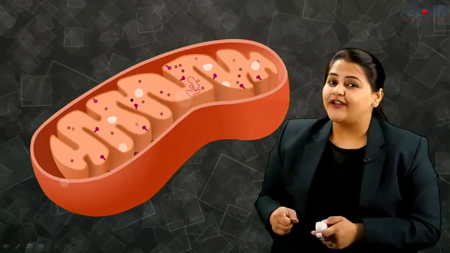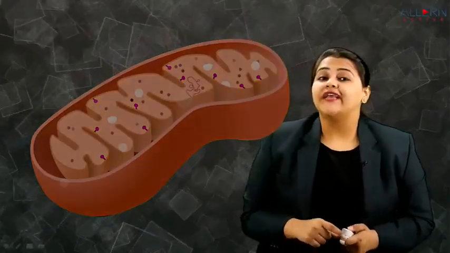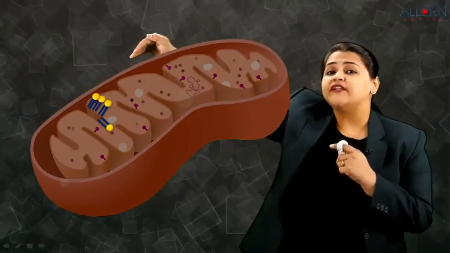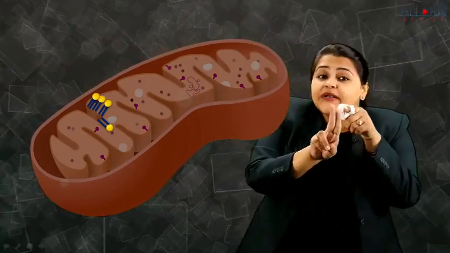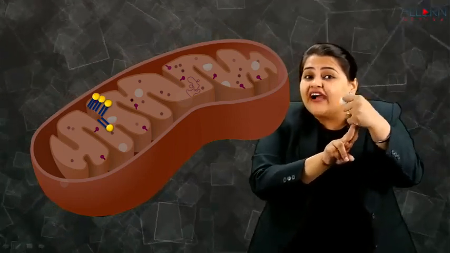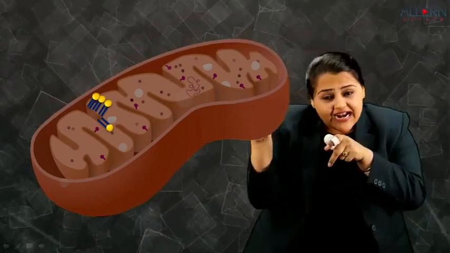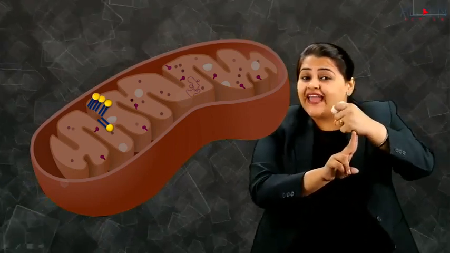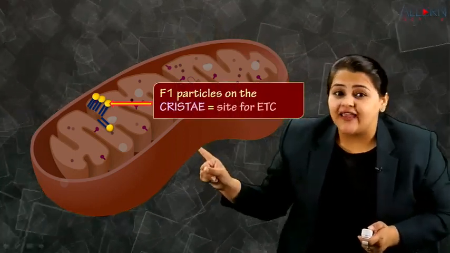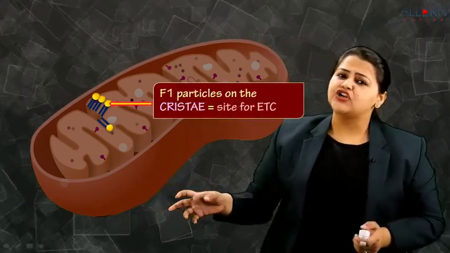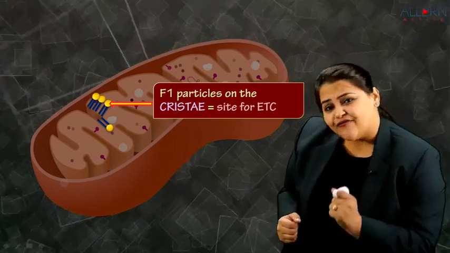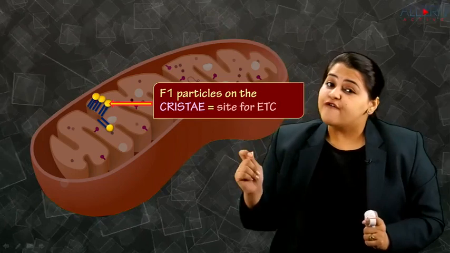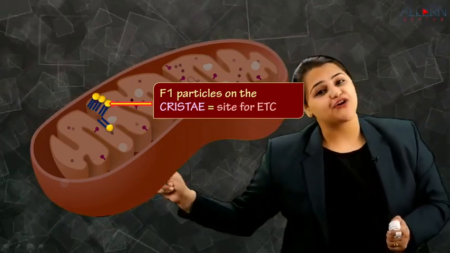So we have the mitochondria. In the mitochondria, we have the cristae, and on the cristae, we have these lollipop kind of structures. Can you see this? Yes. So it is with a stalk and it has a head. This portion which is attached to the cristae is called the stalk, and this is called the head. The cristae have these lollipop-like structures, also called the F1 particles, and these F1 particles are the sites for the electron transfer chain.